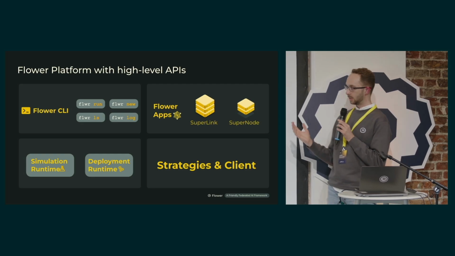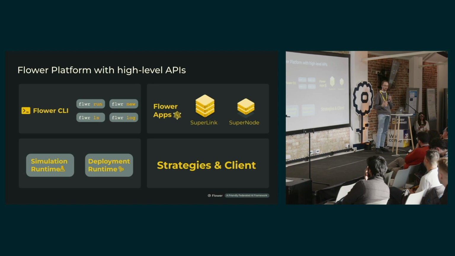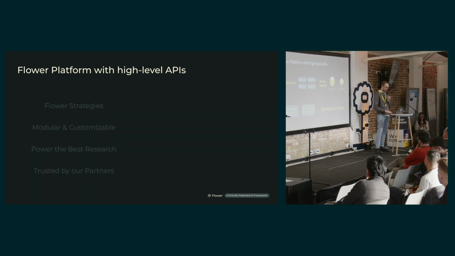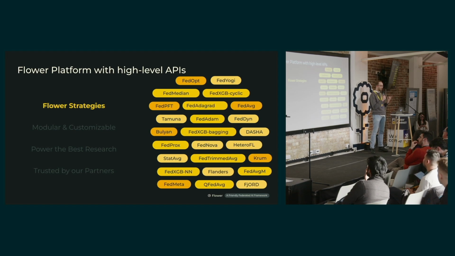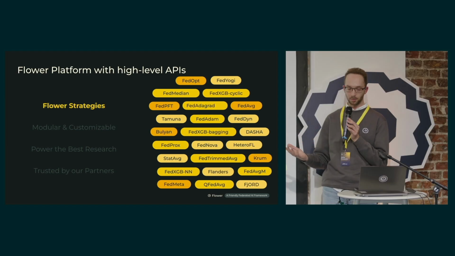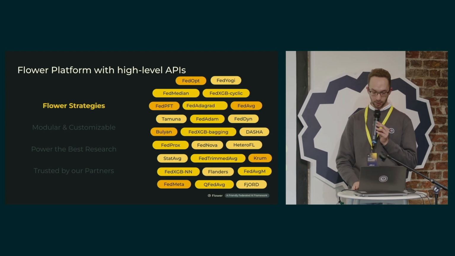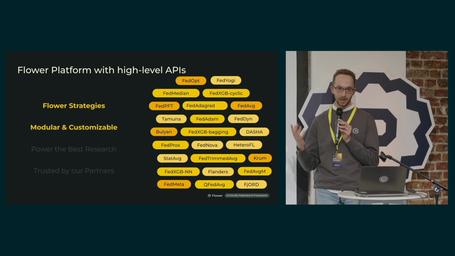And all this that we have seen is possible thanks to high-level APIs that we refer to as strategies, and also the high-level client API abstraction. But what I want to talk about are the strategies. So strategies are really what took Flower to the next level a few years ago. And we are also very grateful that many of them have been implemented by people like you from the community. Many of them are from top-tier papers from the FL literature. And the great thing about strategies is that they are modular and highly customizable.